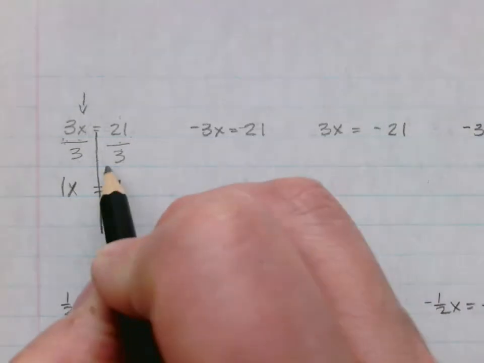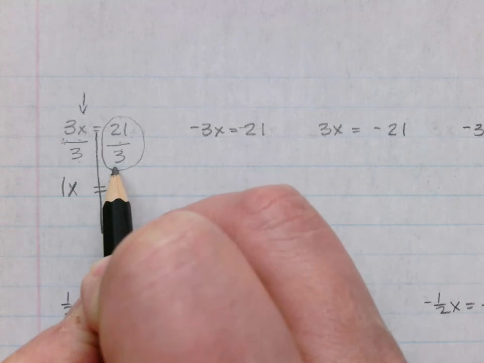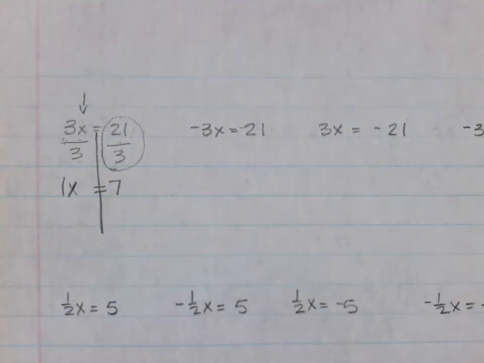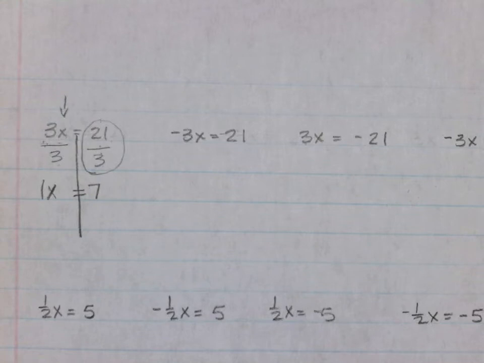But I want you to notice what I'm doing here. I'm dividing a positive number by a positive number. And in our earlier video, we said when the signs are the same, you're always going to get a positive number. Let's see how that plays out with negative numbers.